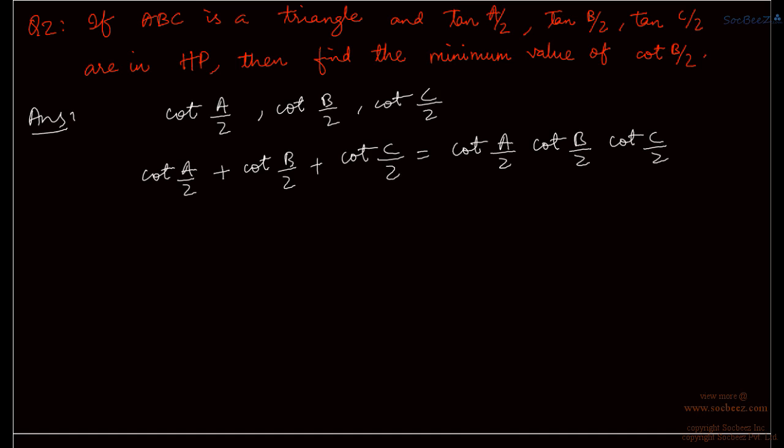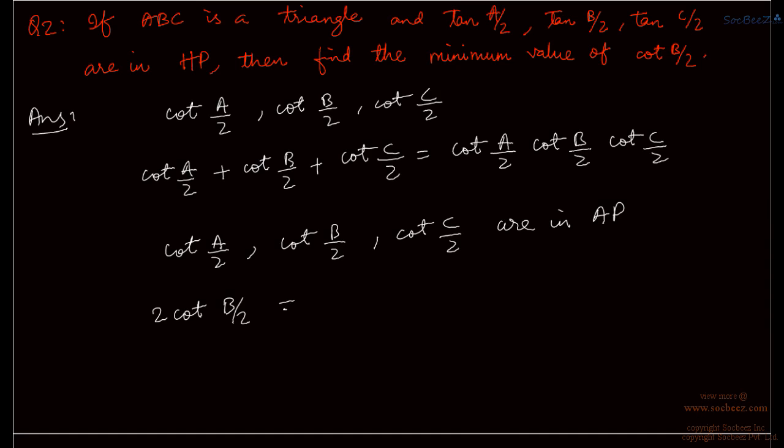Now how do we use this? We have given tan A/2, tan B/2 and tan C/2 as the terms of an HP. HP are those numbers whose reciprocals are in AP. The reciprocals of these respective terms are their cotangents. So cot A/2, cot B/2 and cot C/2 are in AP. Hence cot B/2 can be written as cot A/2 plus cot C/2 over 2. But from these two expressions, cot A/2 plus cot C/2 is nothing but 2 cot B/2. So the sum is 3 cot B/2.